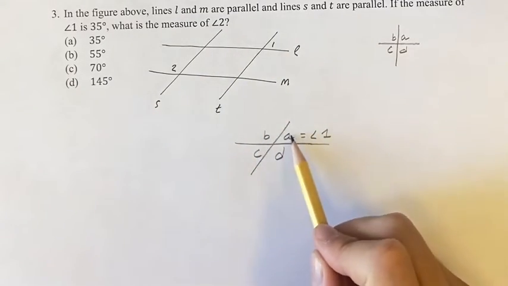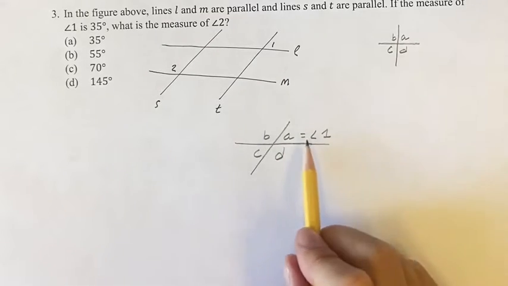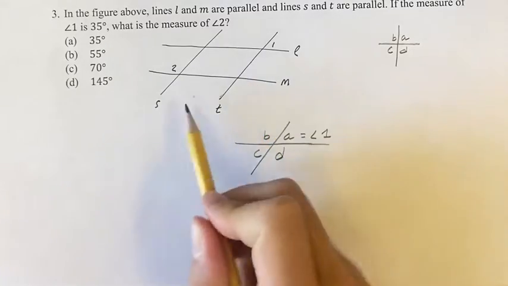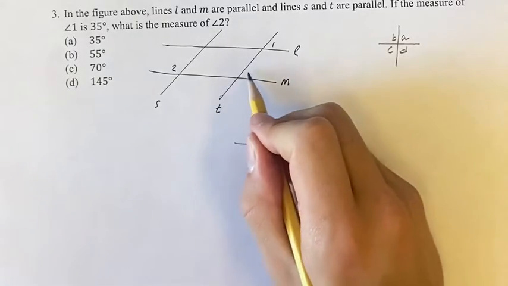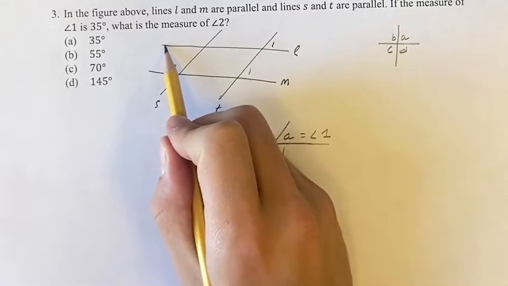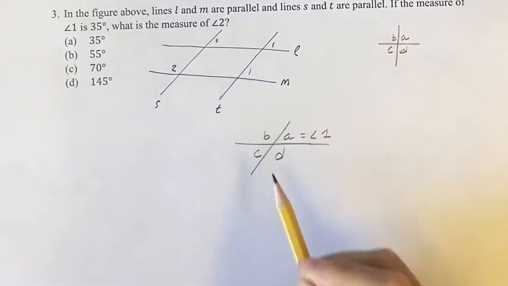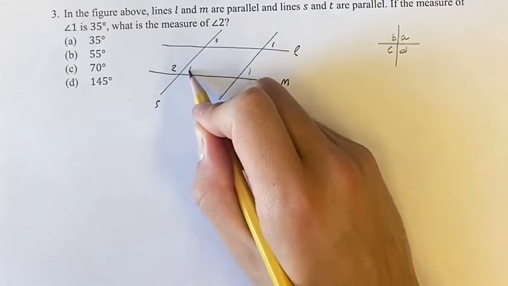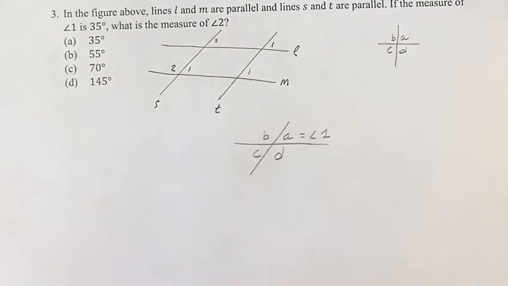So any angle in position A is going to be equal to angle 1. So we have this intersection right here. This is equal to angle 1. This position, this intersection here, this is the same as angle 1. And in this intersection here, that angle is equal to angle 1.